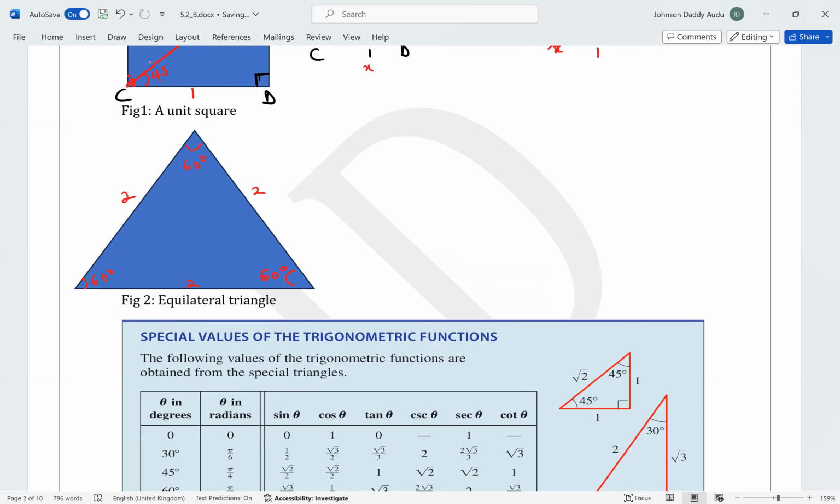And then we can draw a perpendicular bisector to cut it. If you draw a perpendicular bisector, it means here will be 1, here will also be 1, and you have a right angle here. If you bisect this perpendicularly, what do we have? Here will be 30 degrees, and here will also be 30 degrees.